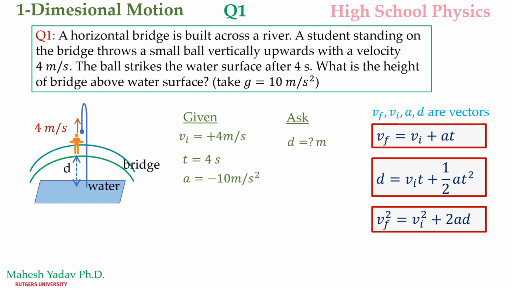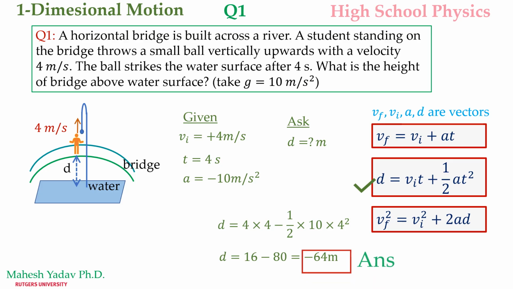Now, here is the question for you. Among the list of equations, which equation of motion works best? The answer is, it is the second equation of motion. So we apply the second equation. With a little bit of algebra, we find d equals negative 64 meters. The negative value just means that it goes further down below the person by 64 meters, which is the height. This is the answer. Now, for the next question.